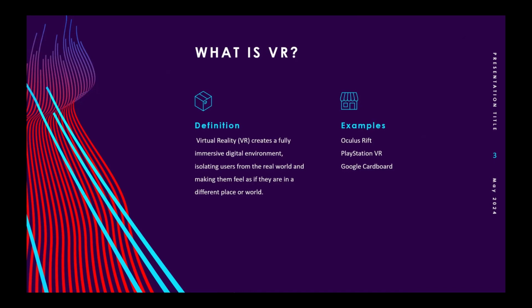Examples are Oculus Rift, PlayStation VR, and Google Cardboard. These are the most common types of virtual reality platforms which we as users could see, because these platforms are available on the internet as well. So what exactly does the virtual reality definition say? Virtual reality creates a fully immersive digital environment, isolating users from the real world and making them feel as if they are in a different place of the world.